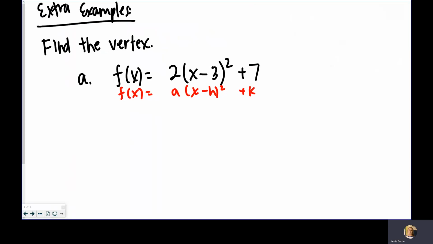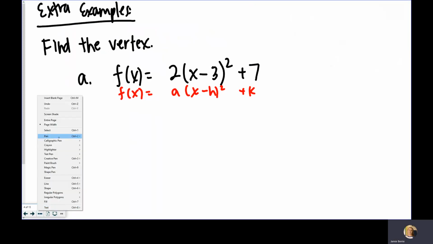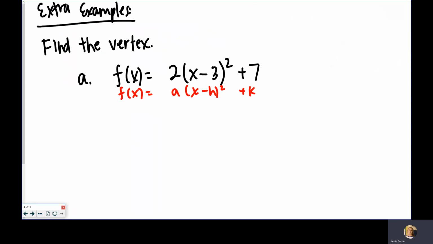You can see that I've written vertex form up underneath here, so I can just easily match up what my values are. So I see here that the value of a is 2. So since a is positive, that tells me that my graph is going to be concave up. They didn't ask us to identify that, but that's just something nice to know, especially if you have to graph the parabola. It's nice to have an idea of what your parabola should look like. All right, but here we're finding the vertex.